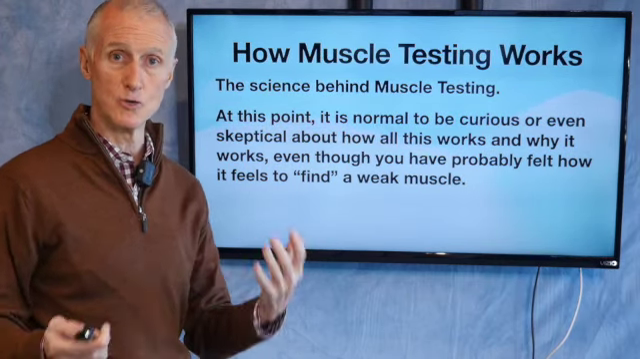Anyway, muscle testing is kind of a window into this acupuncture system. It's a window into the body's control and coordination system that kind of works behind the scenes. And it really does give us a lot of insights as to what's going on with a person and what is needed to help them.